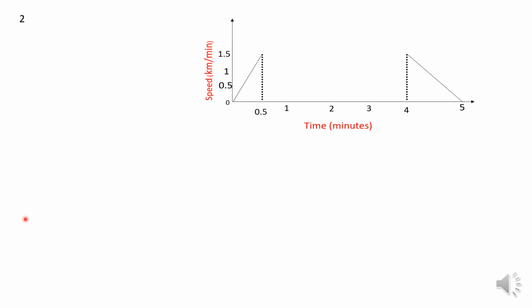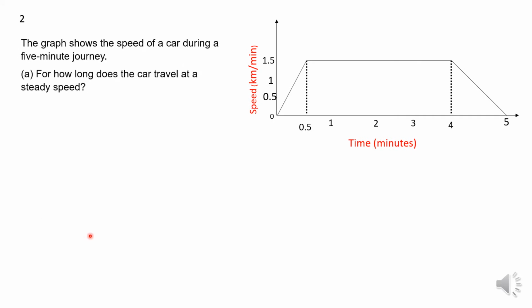The second question here dealt with a speed time graph. Now the graph was not to scale, but I have attempted now at least to show you that the 4 was supposed to be there and the 0.5 was supposed to be there. So this shows the journey of a car during the first 5 minutes. Time is always on the horizontal axis. And here you've got the speed, okay, kilometers per minute.